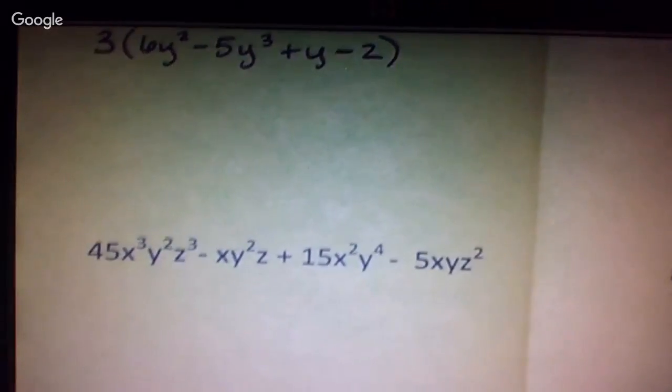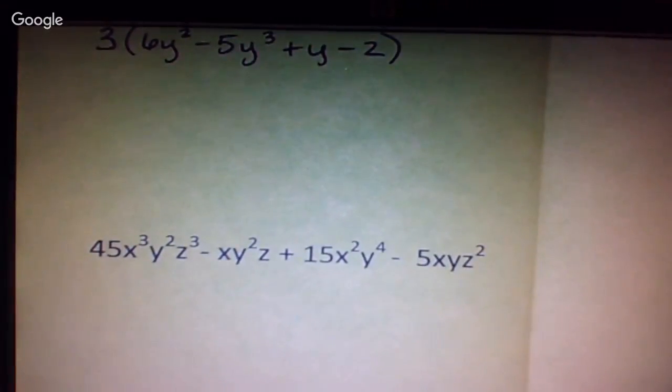Is that all we have to do on the exam? Oh, we're going to get deeper into factoring today.